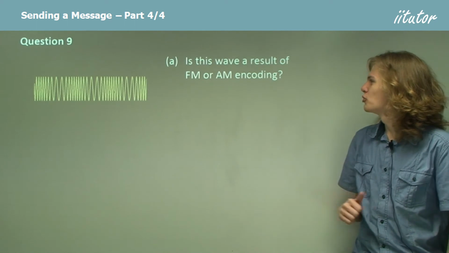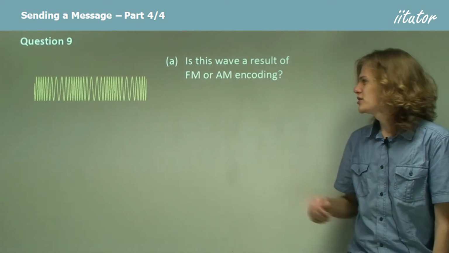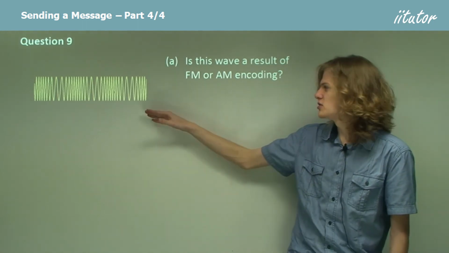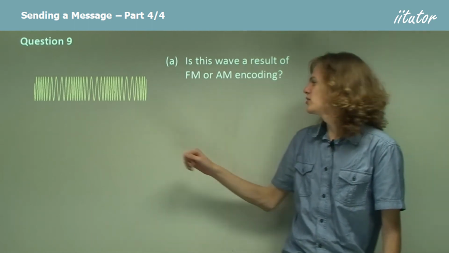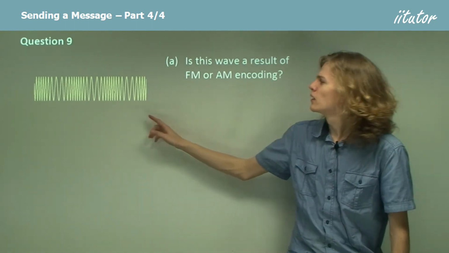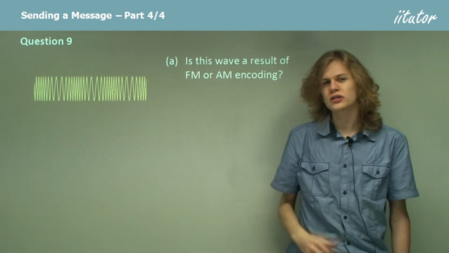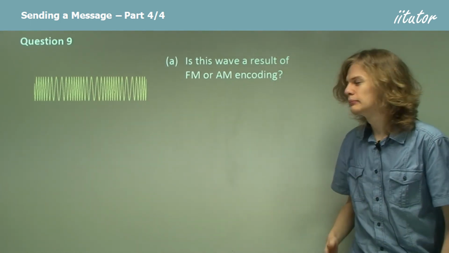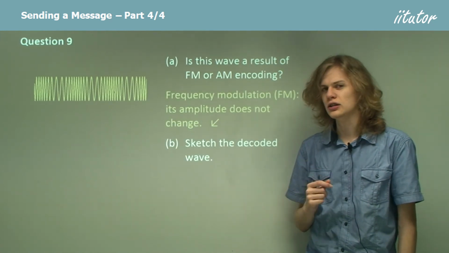Is this wave a result of FM or AM encoding? Now what changes? Does the amplitude change? No, it stays the same. Does the frequency change? If you look carefully, then you can see that yes, it does. There are points here, here, and here where the frequency is much lower than the rest of the wave. So it's frequency modulation. The amplitude doesn't change.